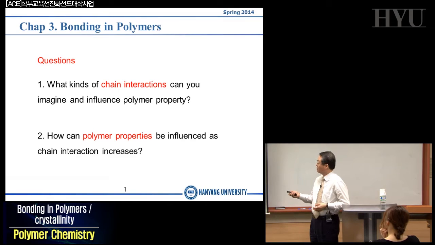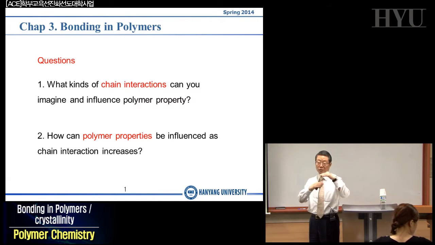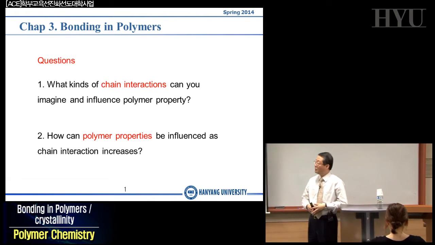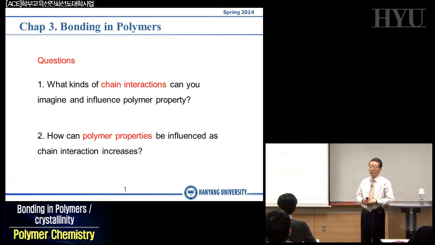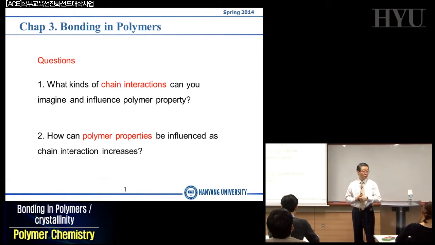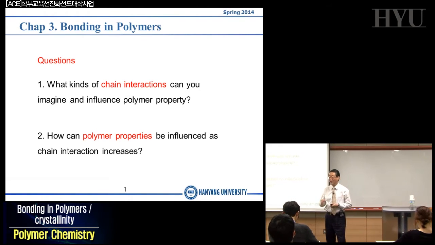So the interaction between the chains is very important in this chapter. Interactions such as the chain-chain interaction or the substituent group-group interactions are very important, and they influence the polymer properties a lot. So let's talk about the chain interactions. What kind of chain interactions, or what kind of bonds do you know?